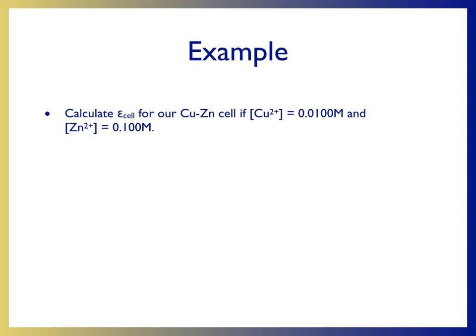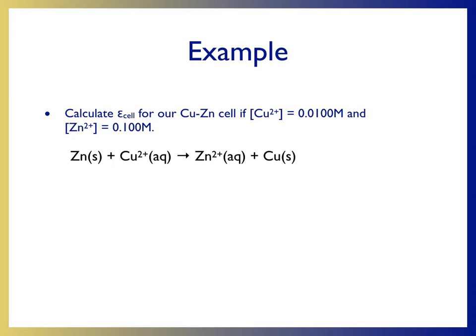Here's an example. We are going to calculate the cell potential of our copper-zinc cell when the concentration of copper 2 plus is 0.01 molar and the concentration of zinc 2 plus is 0.1 molar. If you recall, the overall cell reaction for the copper-zinc cell is given below. Zinc in this reaction is oxidized into zinc 2 plus, and copper 2 plus is reduced to copper solid in the cathode.